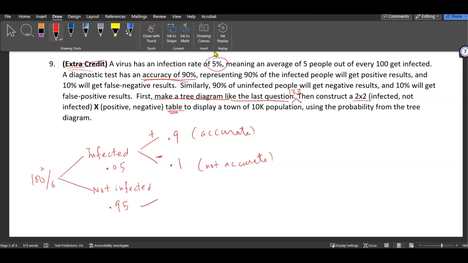And then you have what? If you are not infected and you tested positive, that means it's a false positive, right? And so that's not accurate, and not accurate is 0.1, and this is 0.9. You're supposed to test negative if you are not infected, right? So that's 90% accuracy.